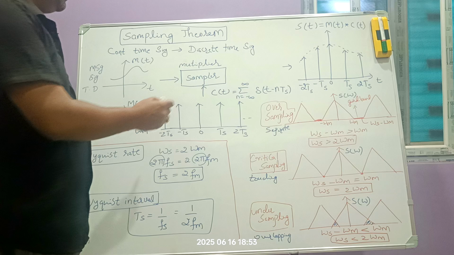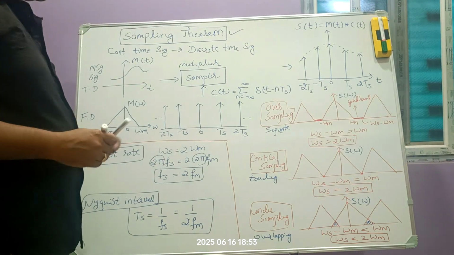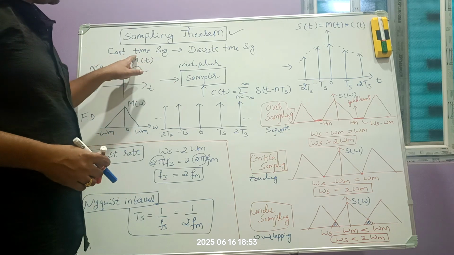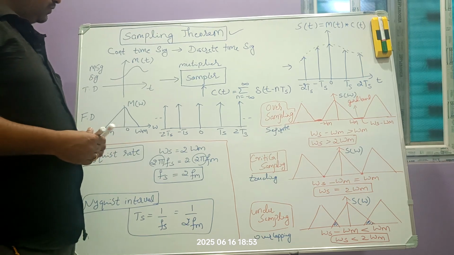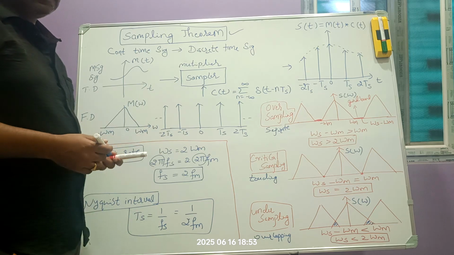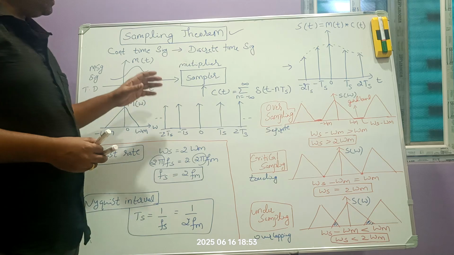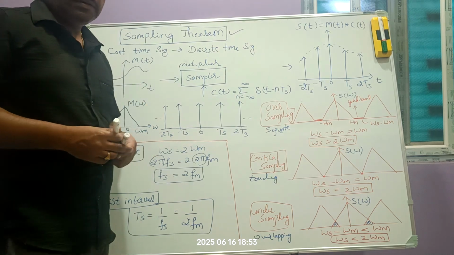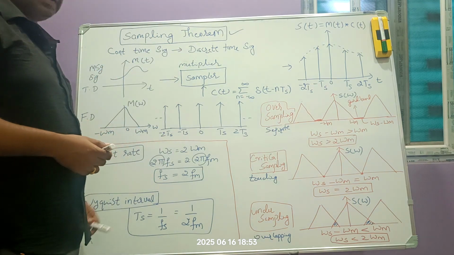So in this video we are going to see about the sampling theorem in detail. First of all, the sampling theorem is about conversion from continuous time signal to discrete time signal. If you want to convert a continuous time signal to a discrete time signal, we have some conditions. We'll see those conditions with the help of the sampling theorem. We are able to represent the signal, and we can reconstruct the signal with the help of the sampling theorem under some conditions.